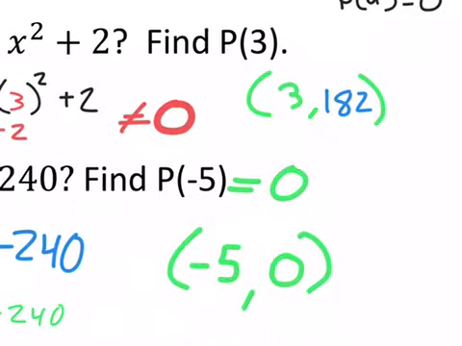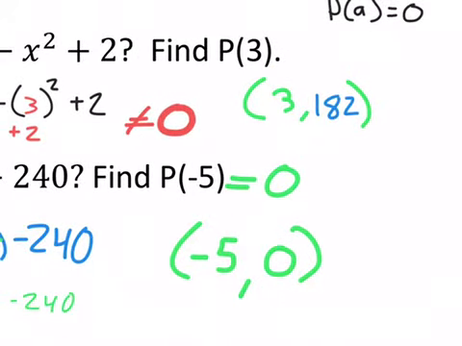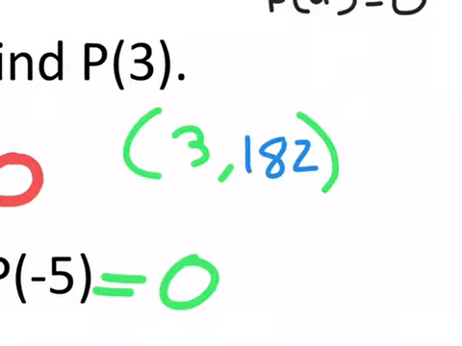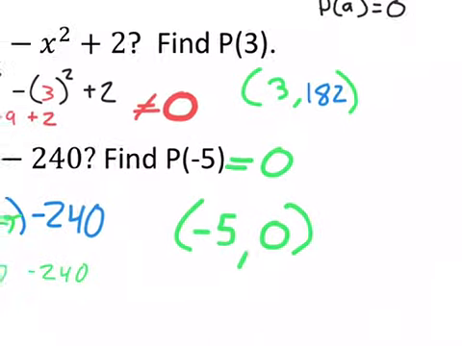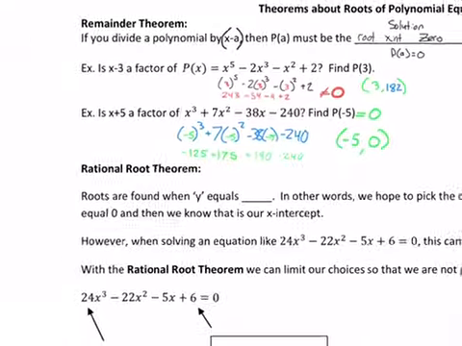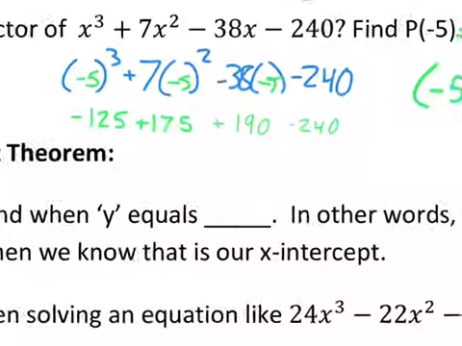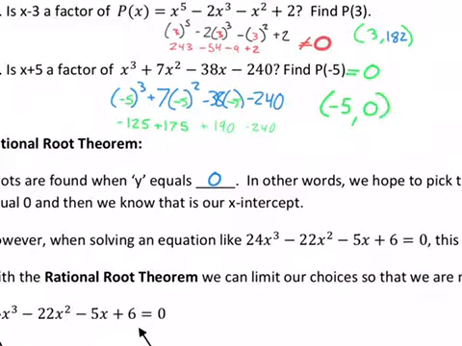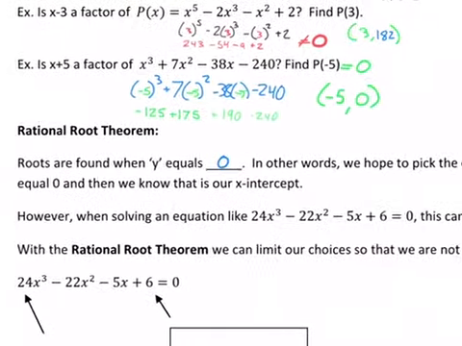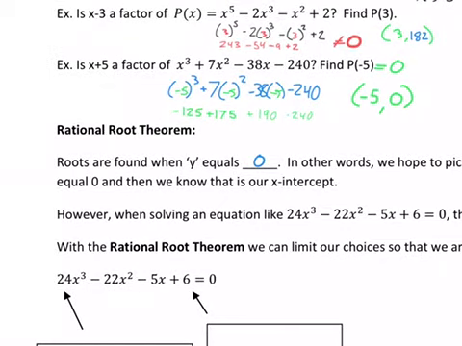So this is basically function notation. Plug in your x, and it tells you what your y-coordinate is. If you get a remainder, it's obviously not an x-intercept, because this one is super far up in the y direction. Roots are found when y equals 0. In other words, we hope to pick the correct x value and plug it in to get 0, and then we know that's our x-intercept.